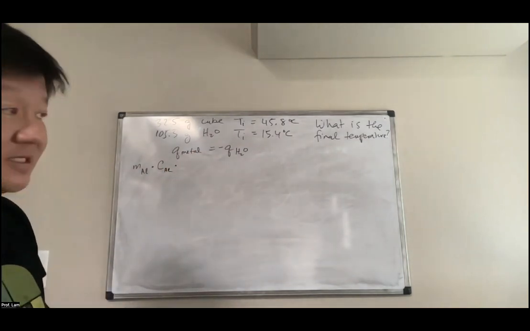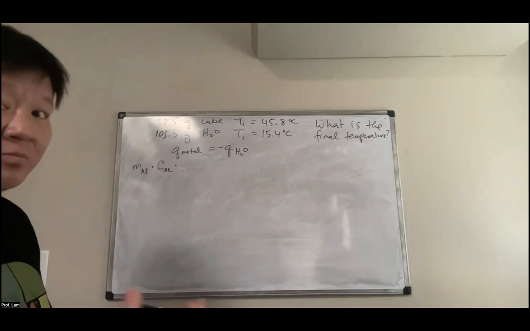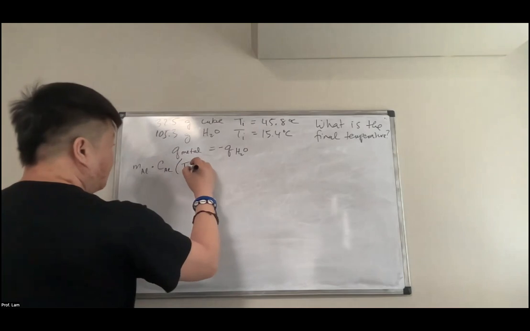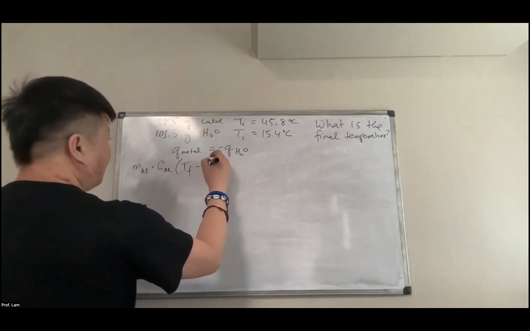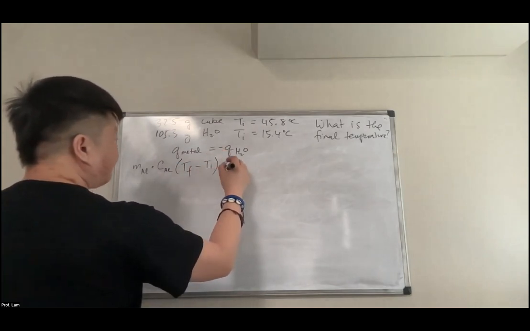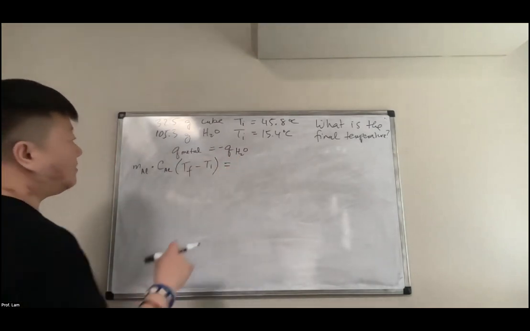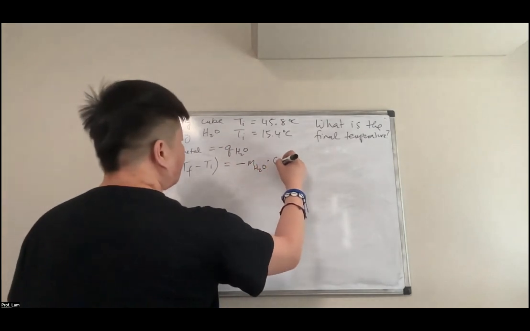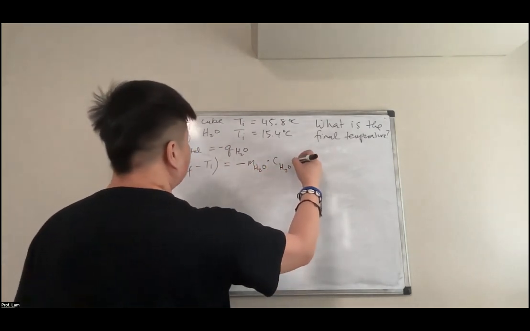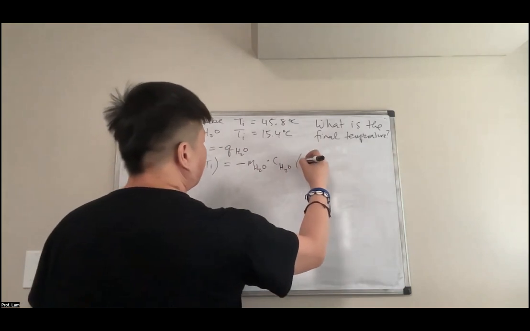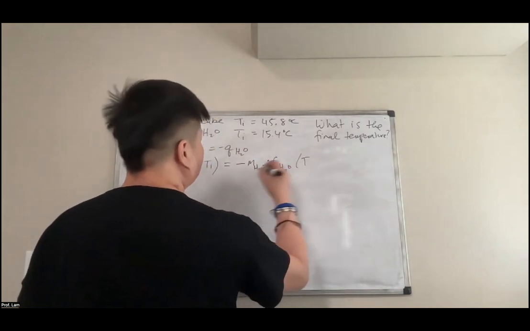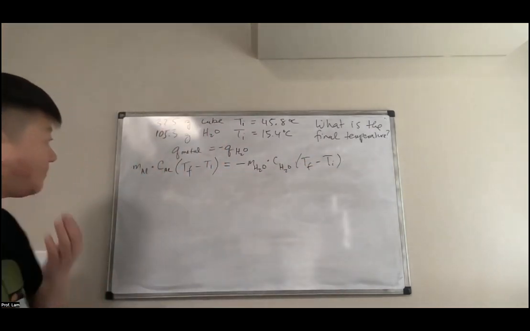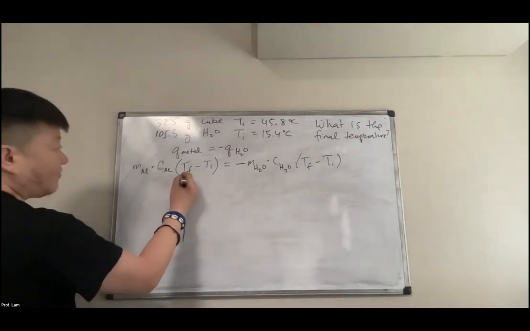And at this point for delta T, I'm going to expand it out as T final minus T initial, right? Because I need to solve for T final. So T final minus T initial is equal to negative mass of the water times the specific heat of the water times water's T final minus T initial. Okay. And then remember, we're solving for T final.